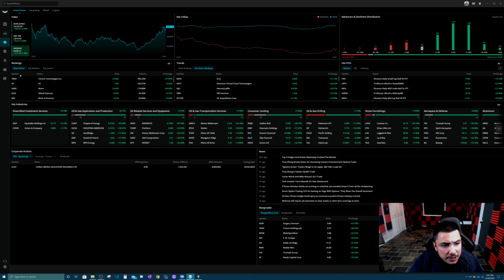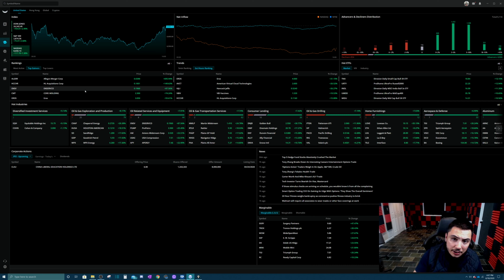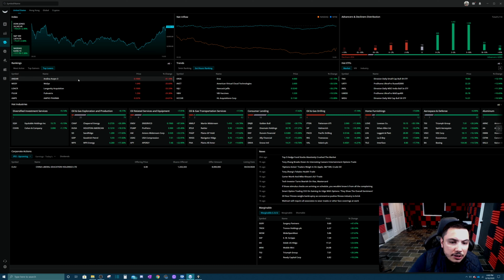On the rankings, we have several different tabs. The rankings show the most active: what are the most actively traded stocks? Like the top 5. You got top gainers. So which one made a lot more money? For example, Allegro Merger Corp, 695%. You got like CMT, EROS. You got all those different tickers. Just be careful with those tickers because usually they're pump and dumps. Finally, we have the top losers, the top 5. So which one has lost more of its equity?